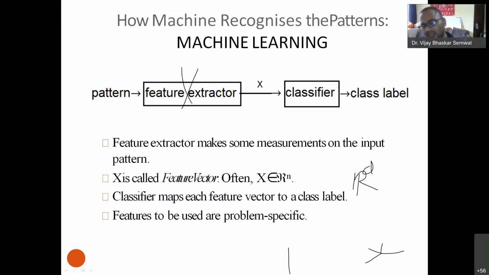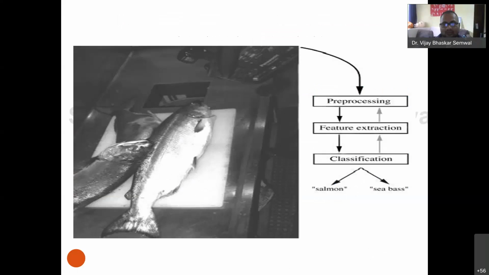So in machine learning, the important thing is that the feature extractor is working. But in deep learning, what is happening? The layer itself is working as the feature extractor. Each hidden layer is considered a feature extractor, extracting better. Suppose there are two categories of fish, salmon and sea bass, and you have to identify them by seeing the structure. You pre-process the image, remove the noise, take the relevant features, and after that classify whether it is salmon or sea bass. This is how an ML-based agent works.